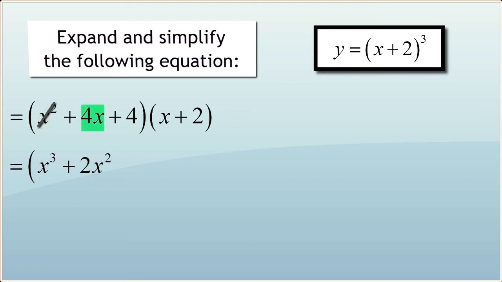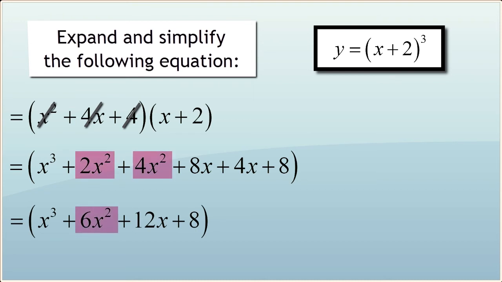Move on to the 4x term. Determine 4x times x and 4x times 2. Done with 4x. Lastly, determine 4 times x and 4 times 2. Now we're done with 4. Now we can clean everything up. The final answer is therefore y equals x cubed plus 6x squared plus 12x plus 8.